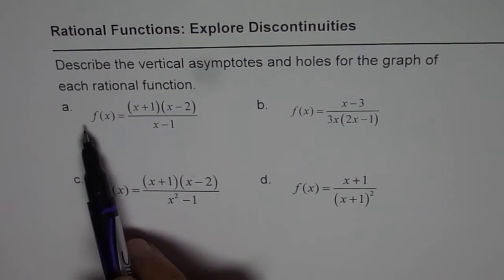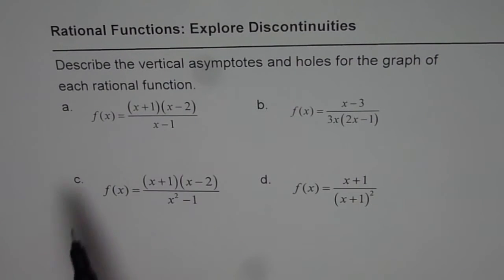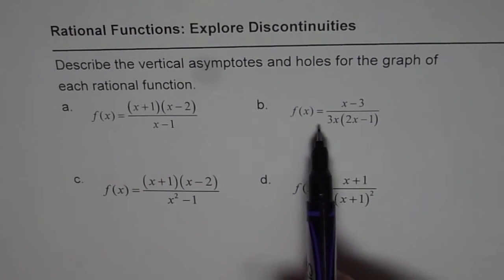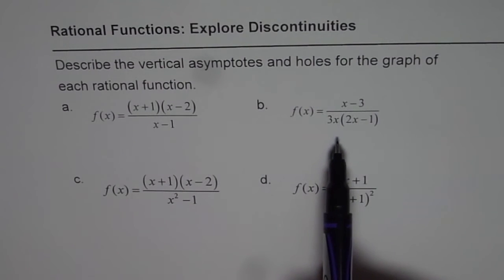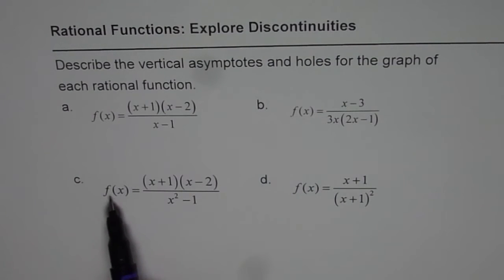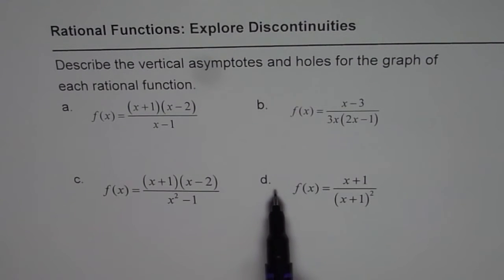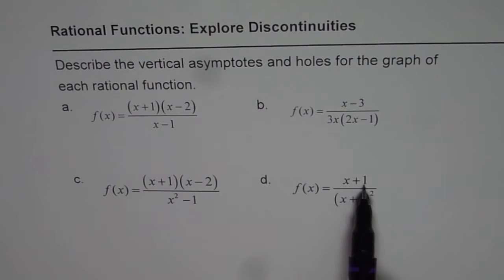Part A is f of x equals (x plus 1)(x minus 2) divided by (x minus 1). B is f of x equals (x minus 3) divided by 3x times (2x minus 1). C is f of x equals (x plus 1)(x minus 2) divided by (x squared minus 1). And D is (x plus 1) divided by (x plus 1) whole squared. You can pause the video, answer the question, then look into my suggestion.